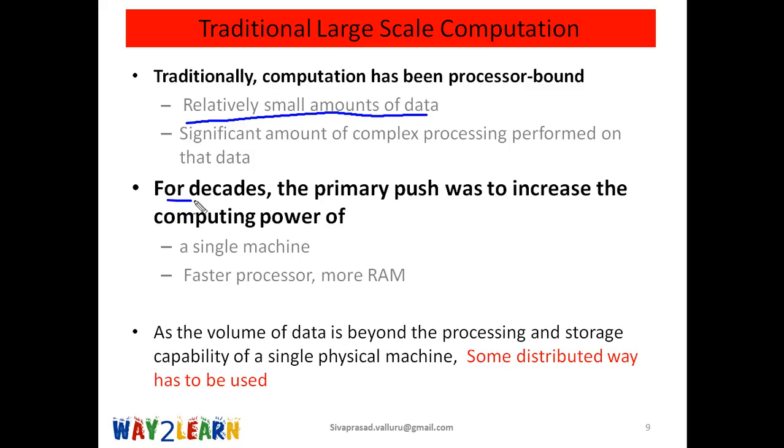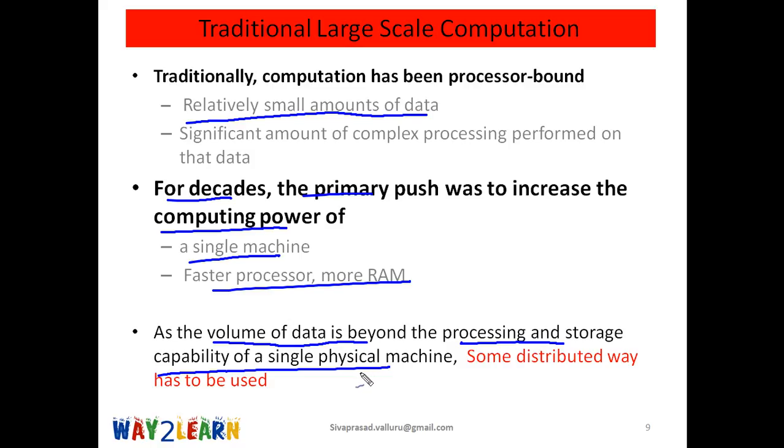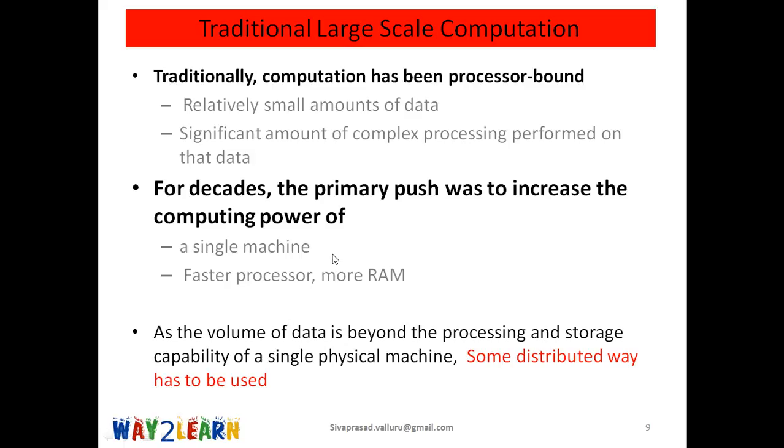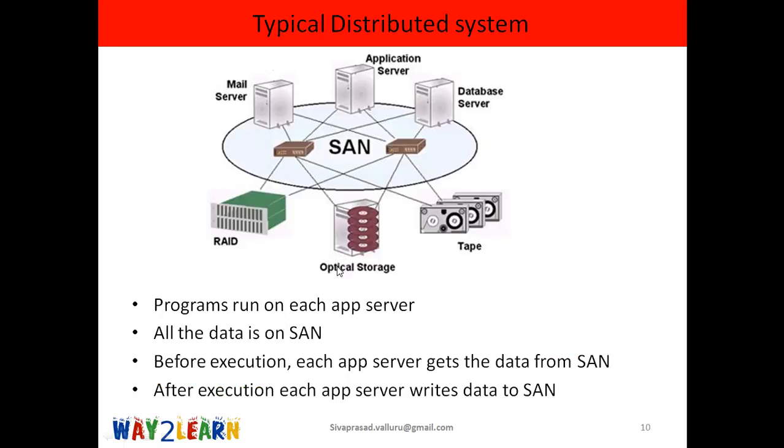So for decades, the primary push was to increase the computing power of a single machine and also increase the memory, like RAM. But nowadays, as the volume of data is so huge, beyond the processing and storage capabilities of a single machine, we need some way of distributed processing. Let us see how we can achieve that.